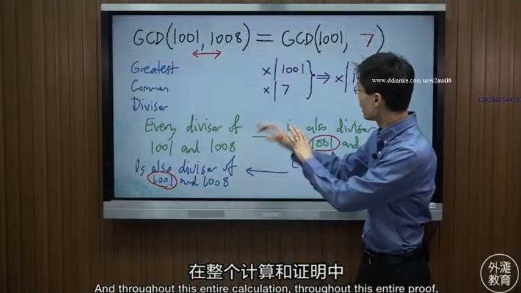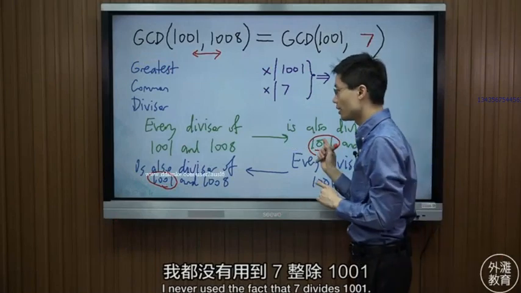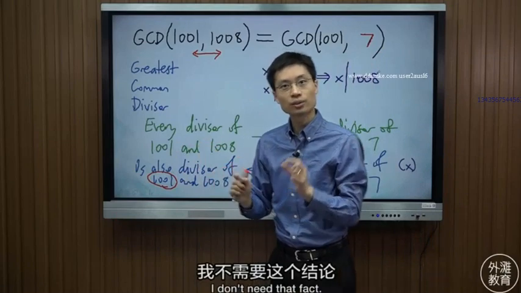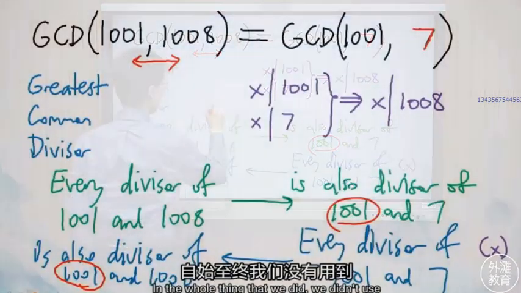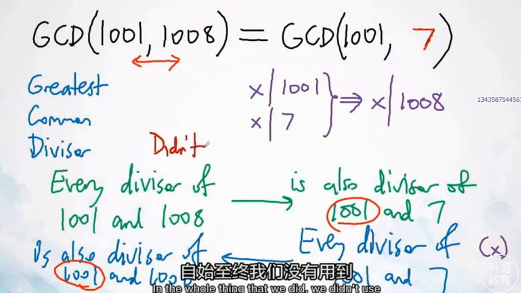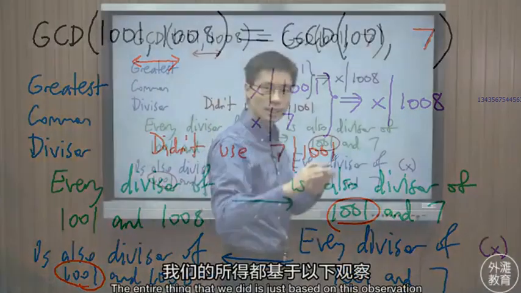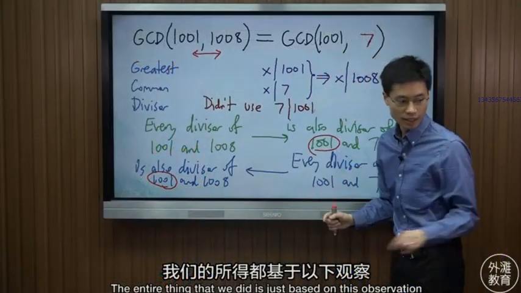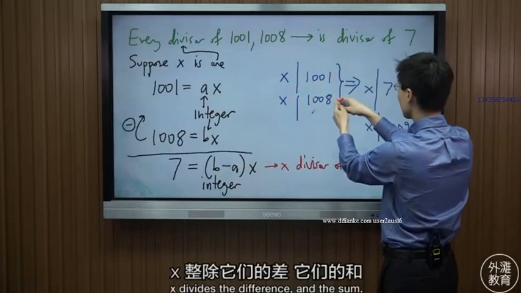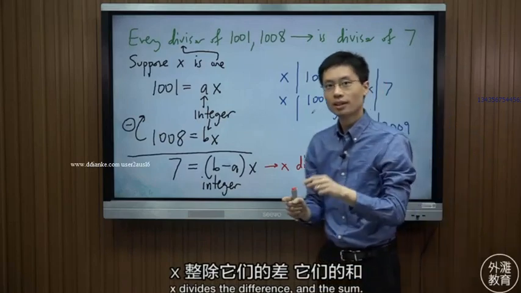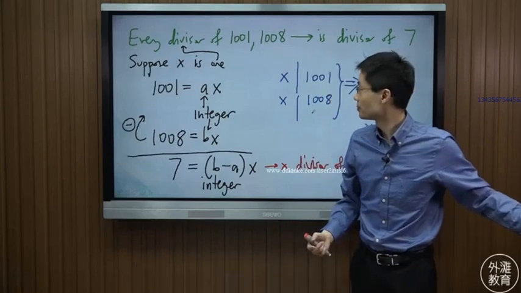And throughout this entire calculation, throughout this entire proof, I never used the fact that 7 actually divided 1001. I don't need that fact. Let me really emphasize that. In this whole thing that we did, we didn't use that 7 divides 1001. This entire thing we did is just based on this observation that if x divides two things, x divides the difference and the sum. Because of this, we have a very special way of calculating GCDs.